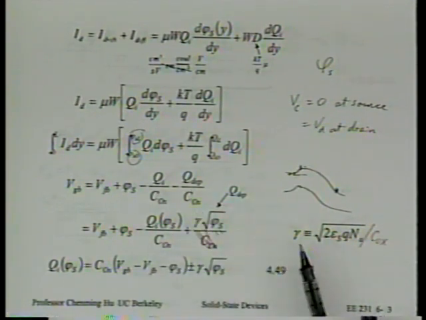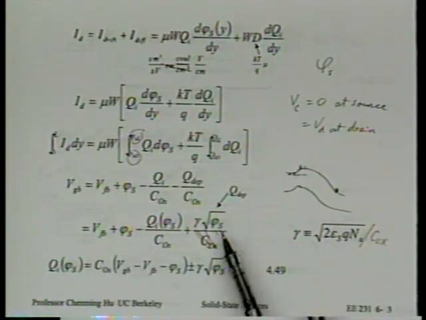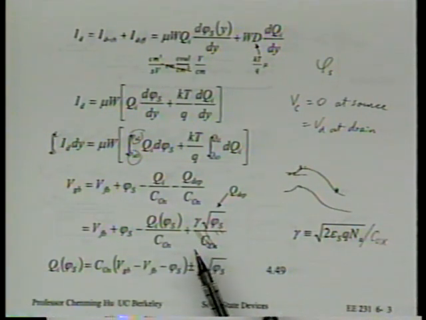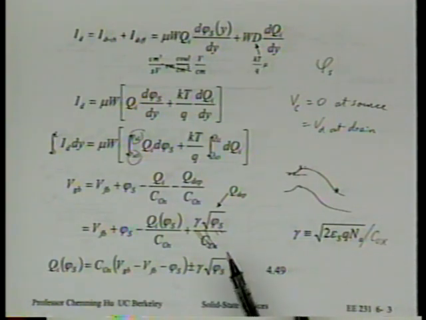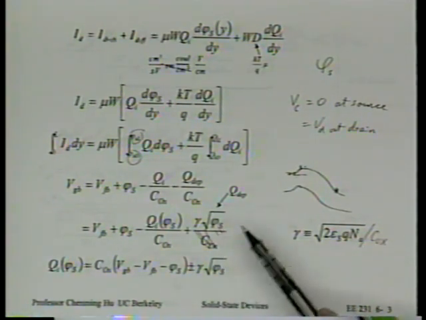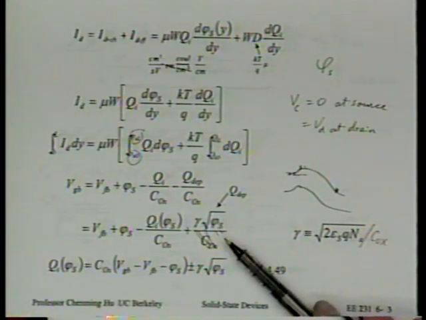Do we know Q depletion as a function of phi S? Yes, we do, at least if we could assume uniform doping. Last time we talked a little about how uniform doping is really not a very good assumption anymore, right? Retrograde is the rule of the day, but this is just a theoretical model, an old model to be honest with you. So let's assume it's uniform doping.